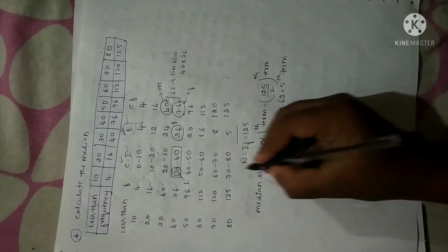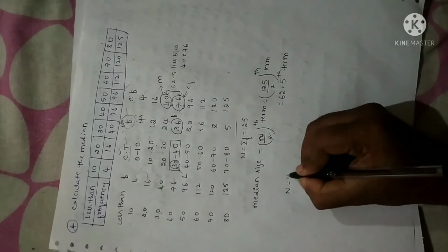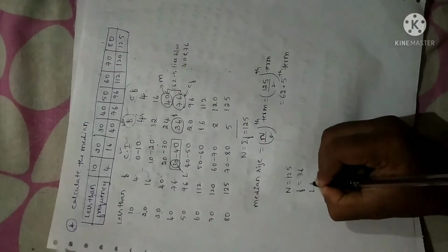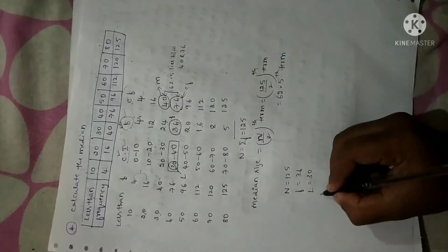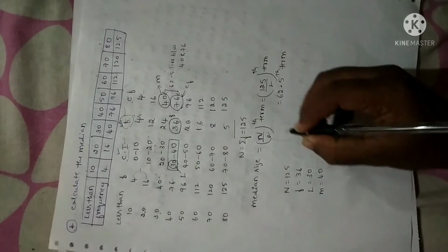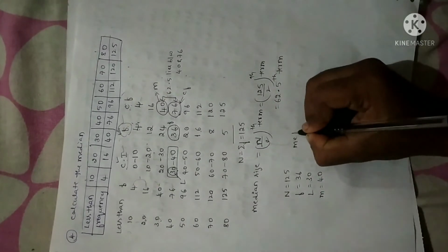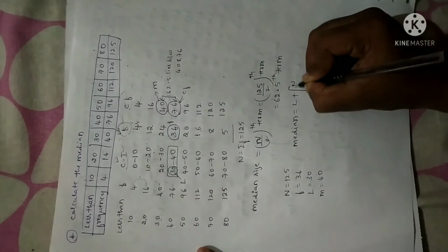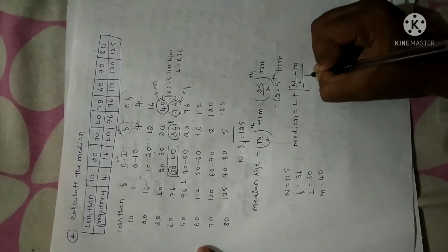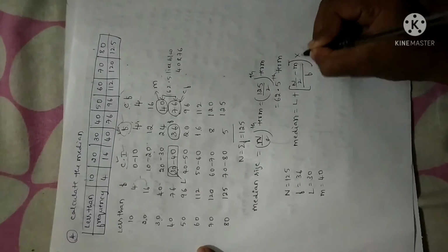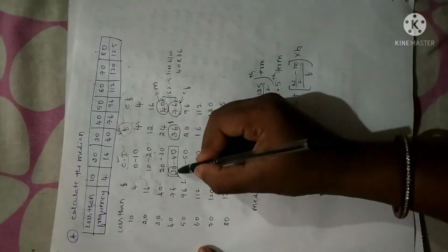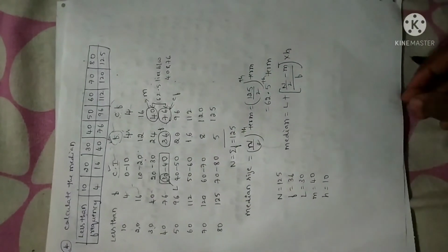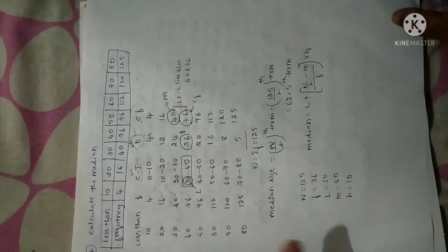So make a list here. The n value I have obtained is 125, the f value is 36, the capital L value is 30, and the small m value is 40. Now let me write down the formula. What is the formula to find the median of a continuous series? L plus n divided by 2 minus m, divided by f, into h, where h is the class difference. Clearly it is 10, because 40 minus 30 is 10. Wherever you take the difference, it will be 10 only.